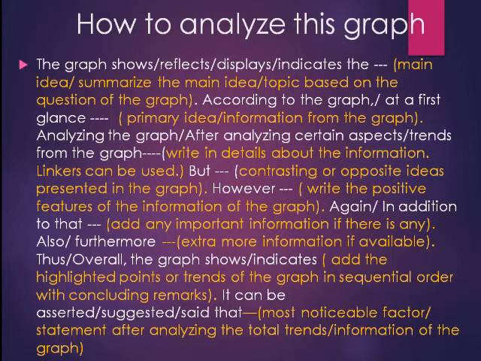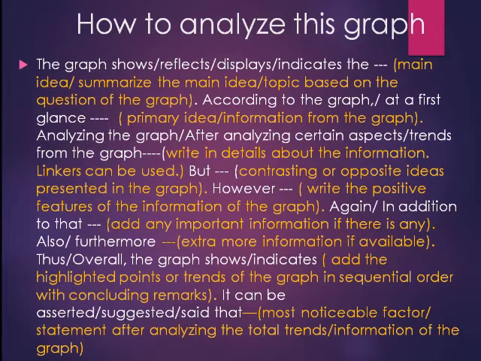After that, you can use however, and when you use however, you have to write the positive features of the information of the graph. And after that, again or in addition to that can be used, and there you have to add any information if there is any. That is, if you think that there is still more information to come, then you can add here. And after that, also or furthermore can be used. Extra more information if available or if you need, it is suitable for your answer.